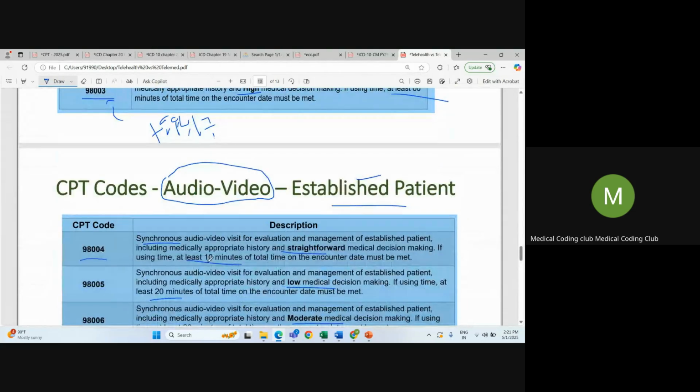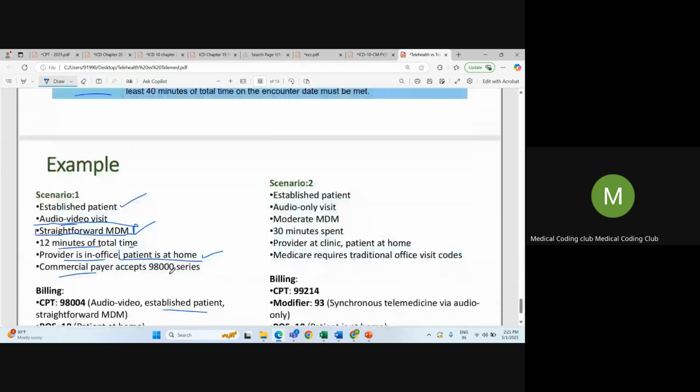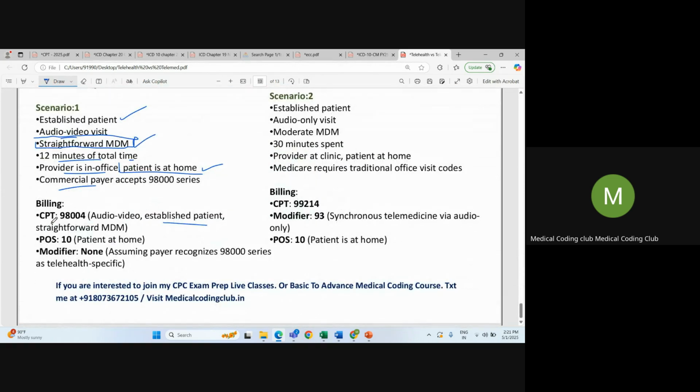You can see audio plus video, straightforward MDM, 98004. Okay, this is your code because we are billing a commercial payer. No need of any modifier when you are billing traditional CPT codes. Okay, 98004 is enough. So the answer is just straight 98004. This is enough, and you don't have to utilize any 93 or 95 modifier. No need of that. One CPT code is enough. And for POS, you will just show that the patient is at home.